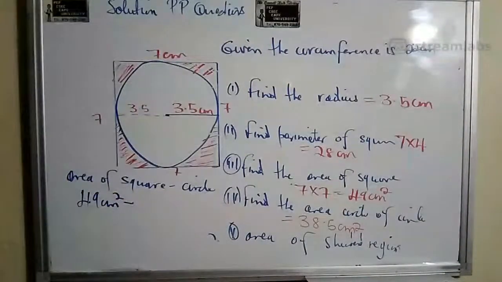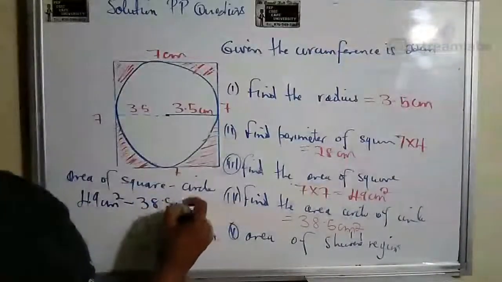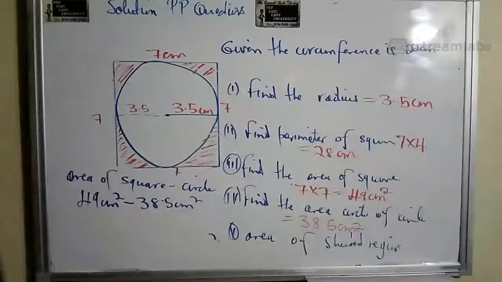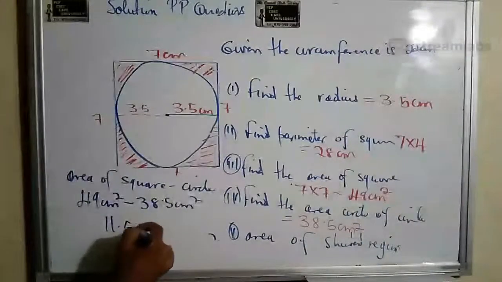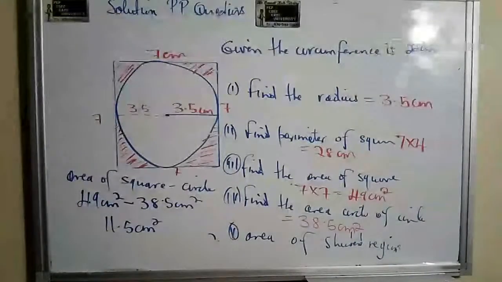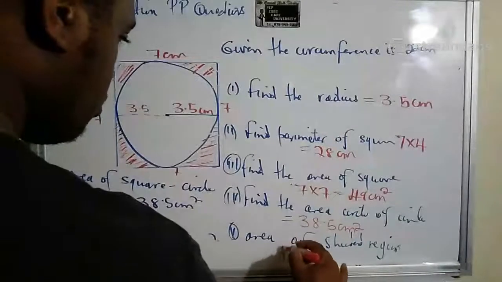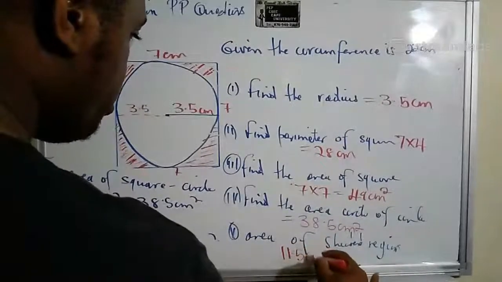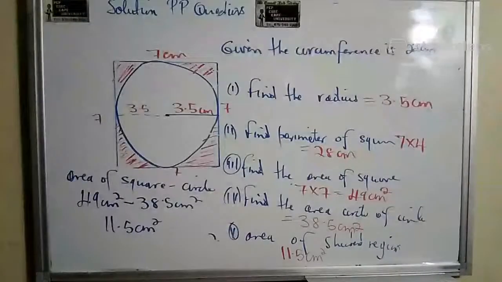What's the area of the circle? 38.5 centimeters squared. So what we can do is just subtract. That will give us 11.5 centimeters squared. So the area of the shaded region is 11.5 centimeters squared.